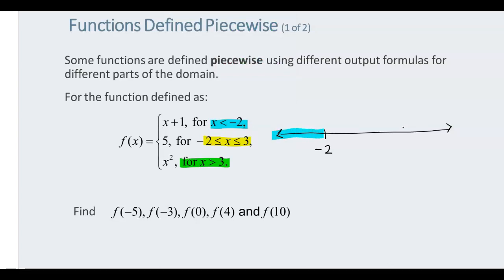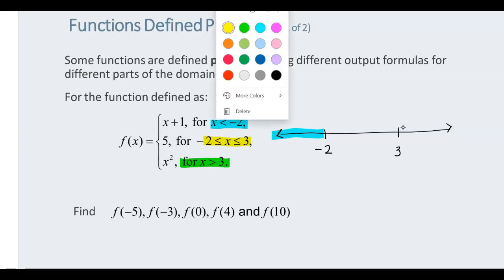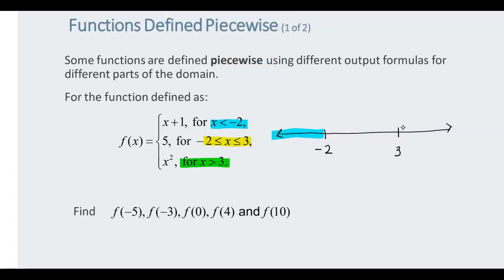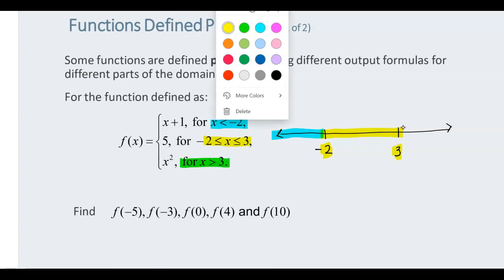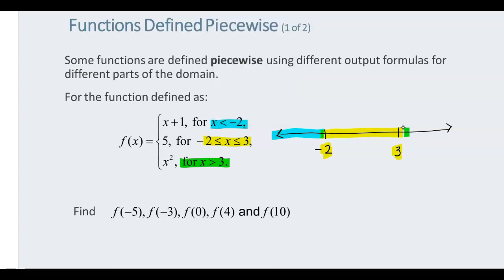Now the middle part of the graph is going to be defined from -2 up to 3. And it's going to include those 2 points. So I'm going to go over the little hash marks there. So yellow is going to include those endpoints. And then the third is going to go from just above 3 on.